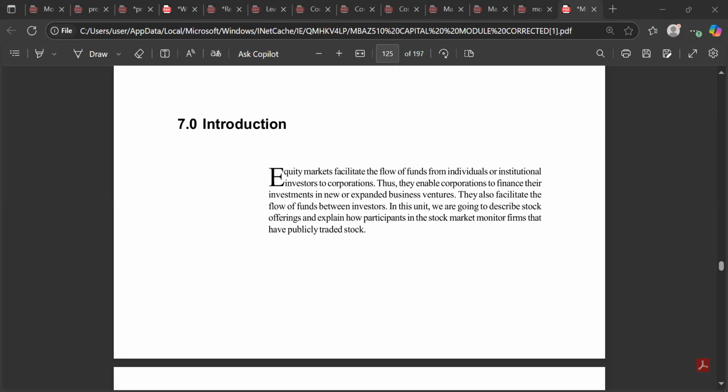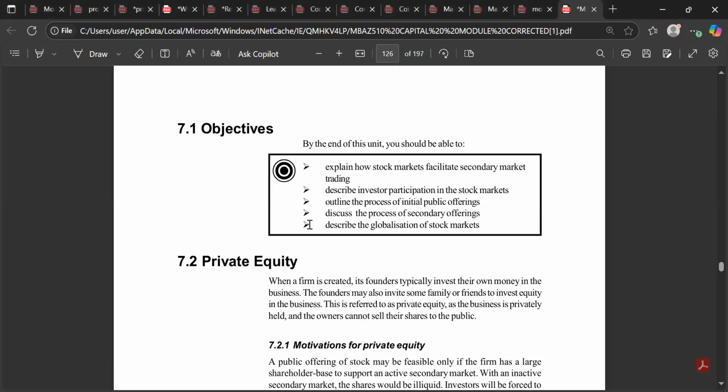In our case, we take a deep dive into both private and public sector equity, as well as secondary offerings. The objectives of this session are to explain how stock markets facilitate secondary market trading, describe investor participation in stock markets, outline the process of IPOs, discuss first secondary offerings, and describe the globalization of stock markets.